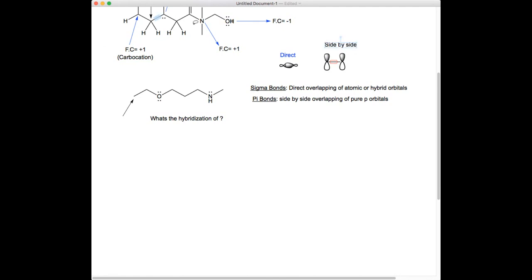So I show you here on the screen what direct overlapping is and what side-by-side overlapping is. It's important for you. That's the first difference between a sigma and a pi bond. And the second difference is the orbitals that form the bond. In the sigma bond, it's direct overlapping of either atomic or hybrid orbitals. For the pi bond, it's side-by-side overlapping only of pure p orbitals. Only p orbitals can form pi bonds, guys. Please remember this. That's so relevant.